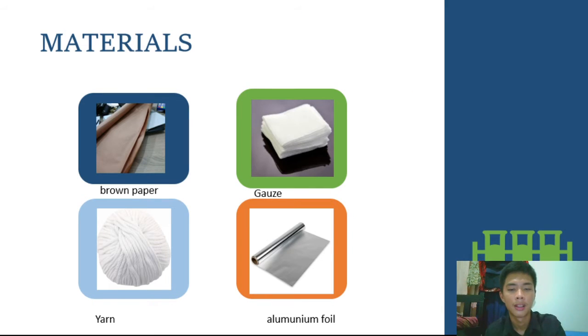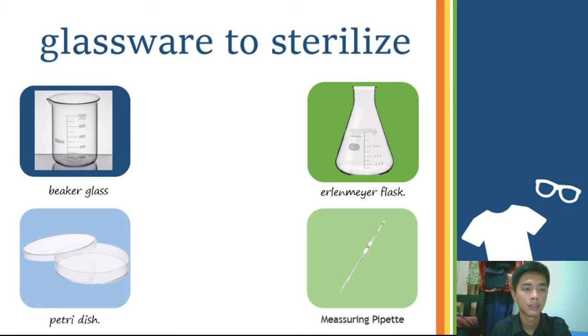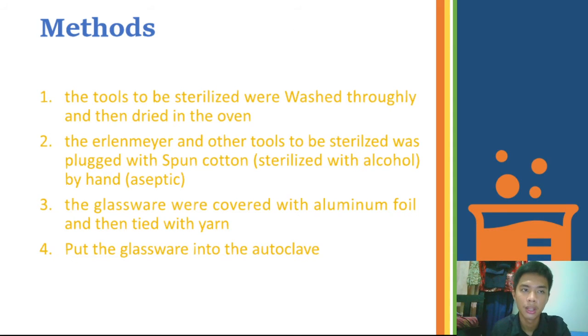Alright, next is the second page of my presentation, about the materials that we use to sterilize. There are brown paper, aluminum foil, gauze, and also yarn. And then we move to the glassware to sterilize. There are four glassware items that we use in this practicum: a beaker glass, Erlenmeyer flask, petri dish, and also measuring pipette. Alright, we jump to the next page of my presentation.